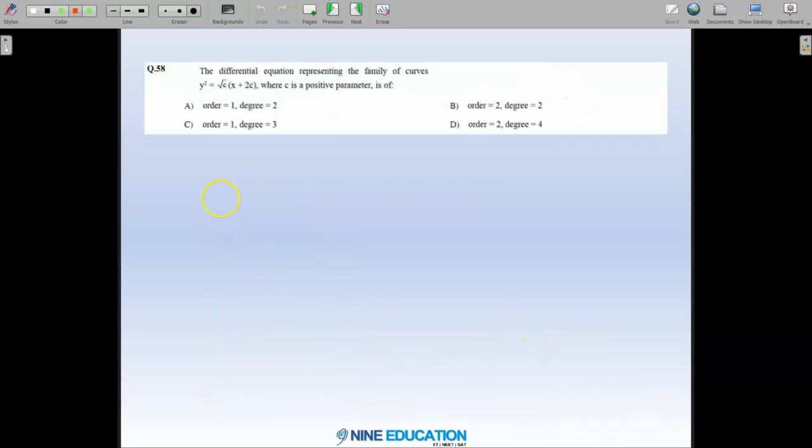Question number 58 is, the differential equation representing the family of curves y square is equal to root c x plus 2c, where c is a positive parameter, is of order and degree. So if you observe, the given equation is y square equal to root c x plus 2 times c, and we can differentiate this and write 2y dy by dx equal to root c. Now we can replace from the first equation and second equation. Let us try to eliminate this arbitrary constant.